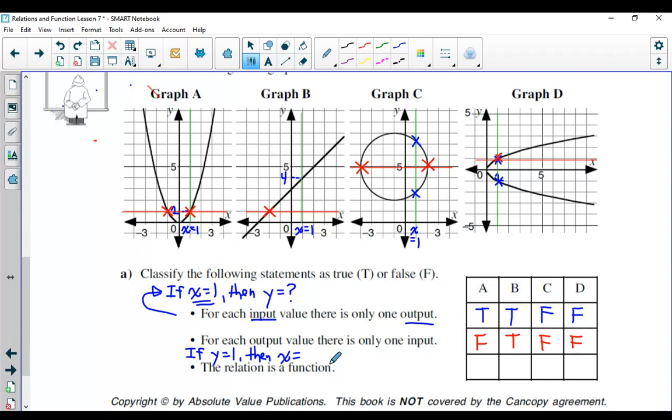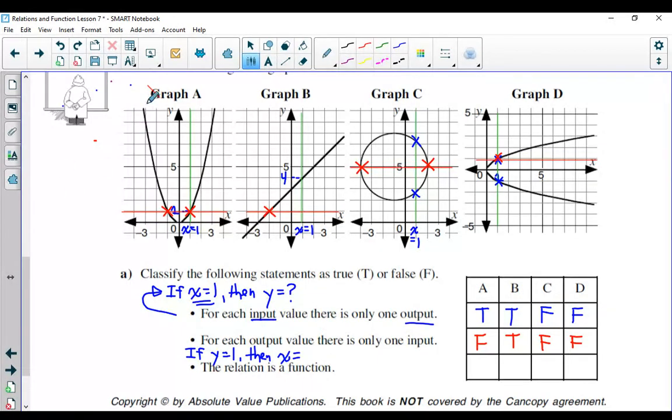Now, this third bullet point wants me to identify, is the relation a function or not? The key thing about a function is that it only has to pass the vertical line test, which means for each input, there's one output. The horizontal line test means that for each output, there's only one input. Let's note the difference right here. If an input value only has one output, that doesn't necessarily mean that the output value only has one input. So really, to identify a function, the important thing at the end of the day is simply: does it pass the vertical line test or not?